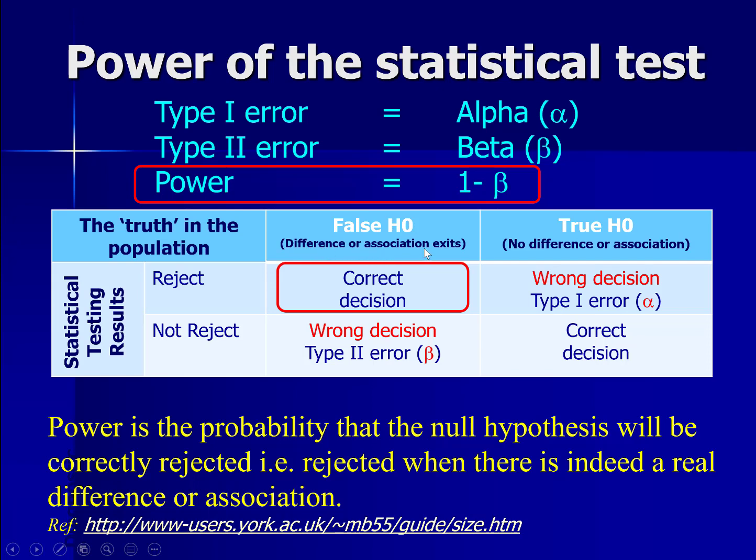that there is no difference or association. So here is a clear definition. The power is the probability that the null hypothesis will be correctly rejected. That is, rejected when there is indeed a real difference or real association between the factors and the outcome. You can follow the details in this website.